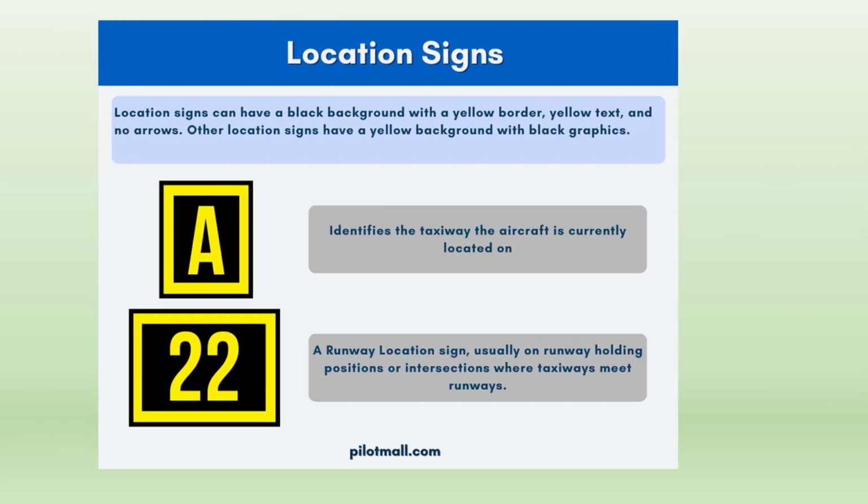Location signs have a black background with yellow border, yellow text, and no arrows. Other location signs may have a yellow background with black graphics. It just identifies where you are. So an A would mean that you're on taxiway A. 22 means that you are on the holding line for runway 22.